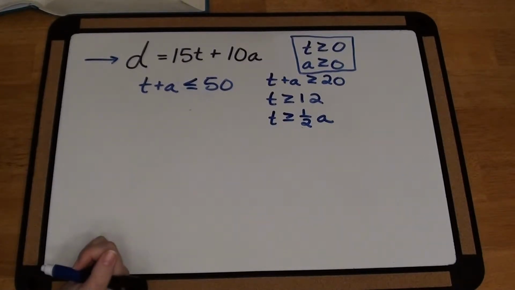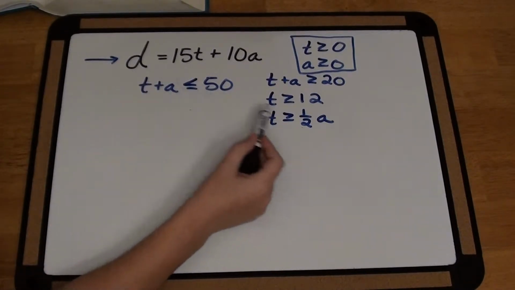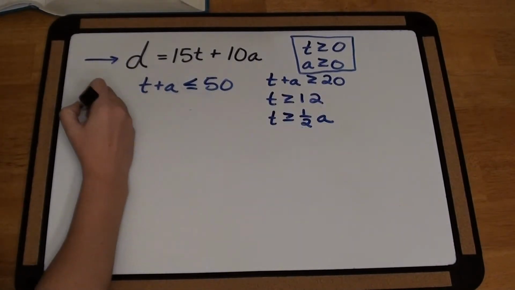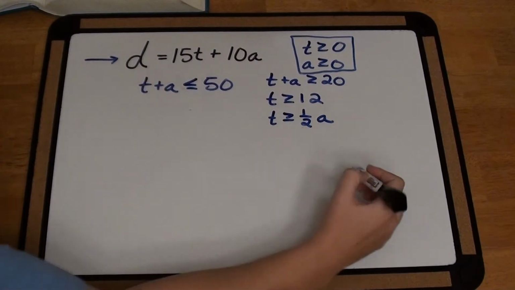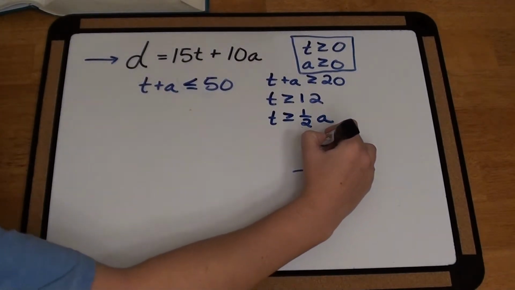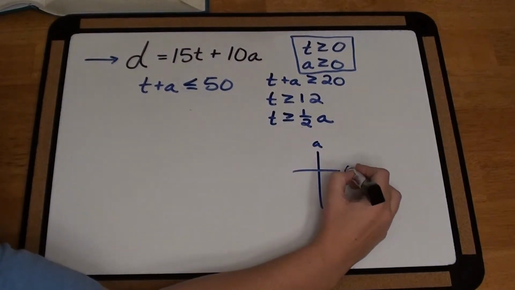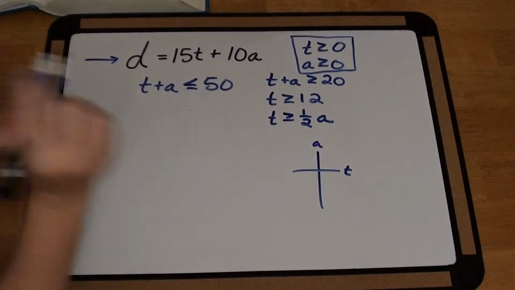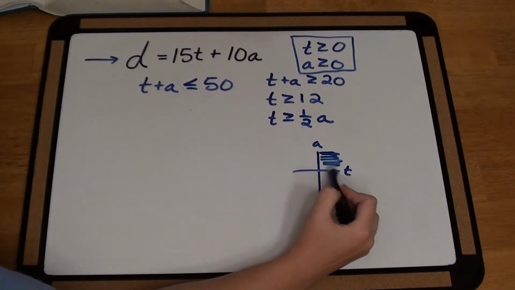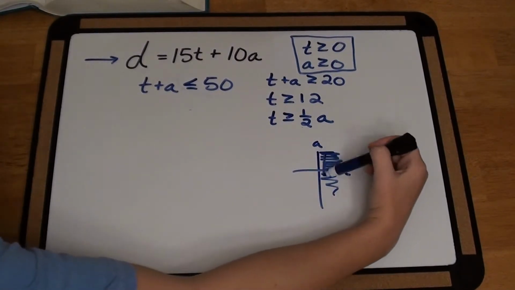We have to find a minimum cost. But in order to find a minimum cost, we have to see what set of answers we would have once we graph all these things. So to graph them, I'm going to put them on an XY axis, with aides on the Y axis and T on the horizontal axis. If A has to be greater than 0, we've got to do everything over here. T is greater than 0, everything over here.